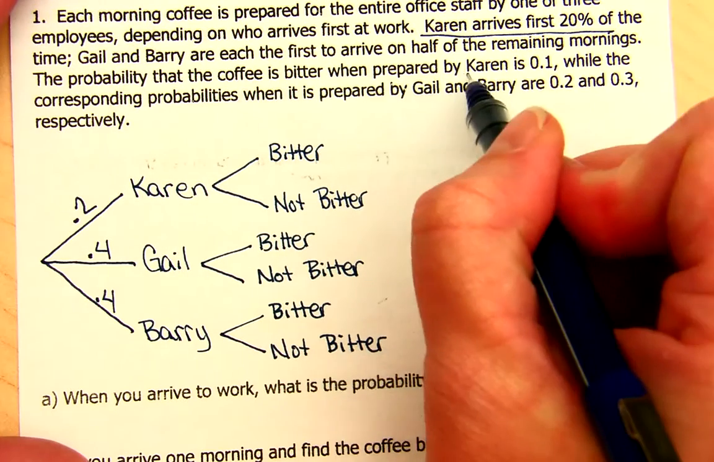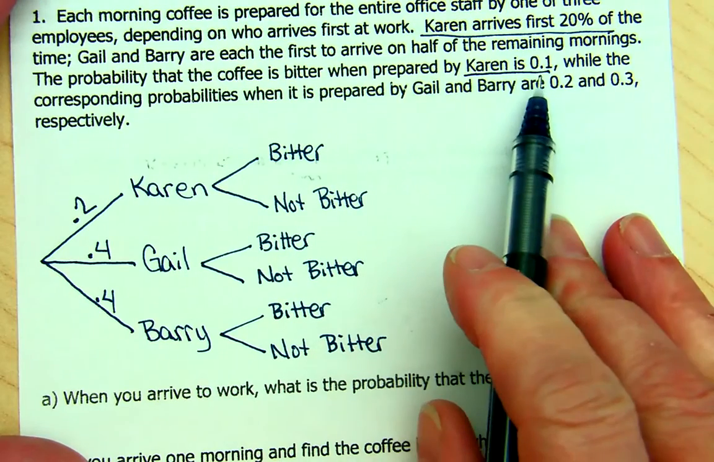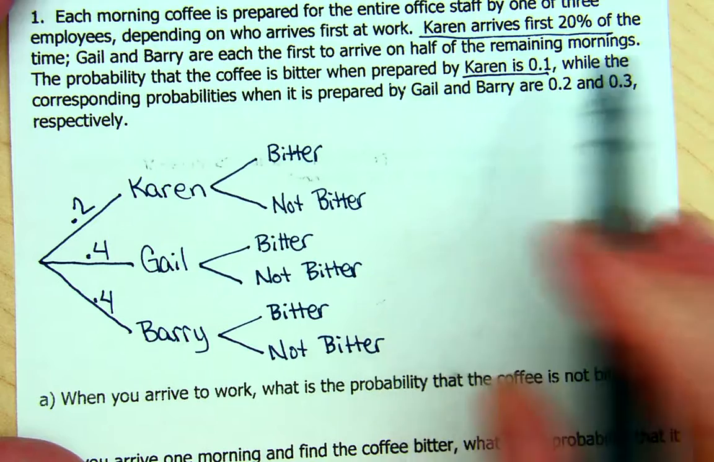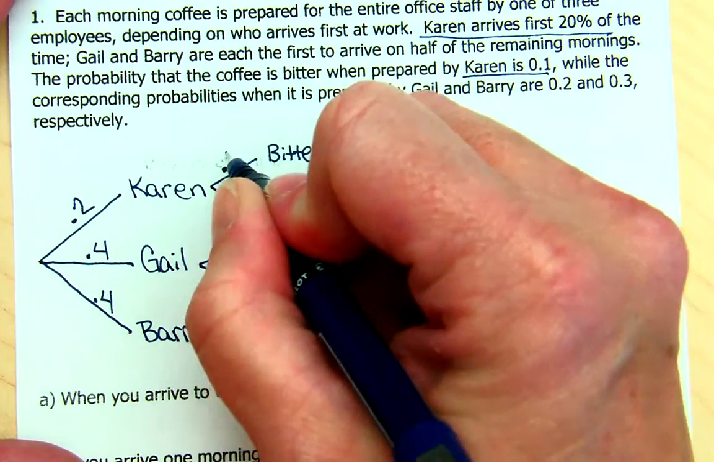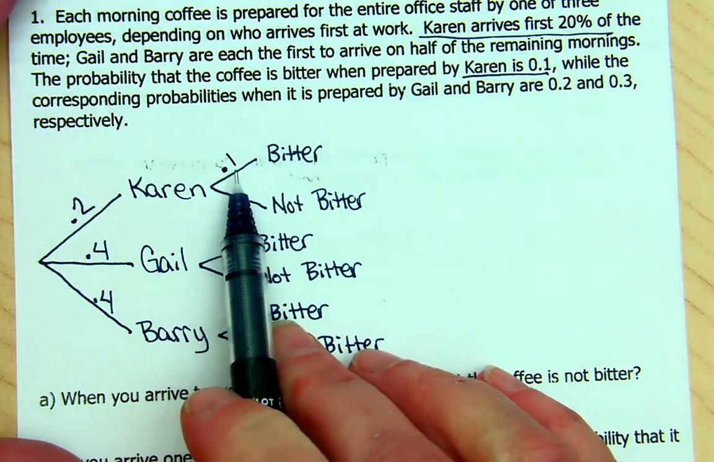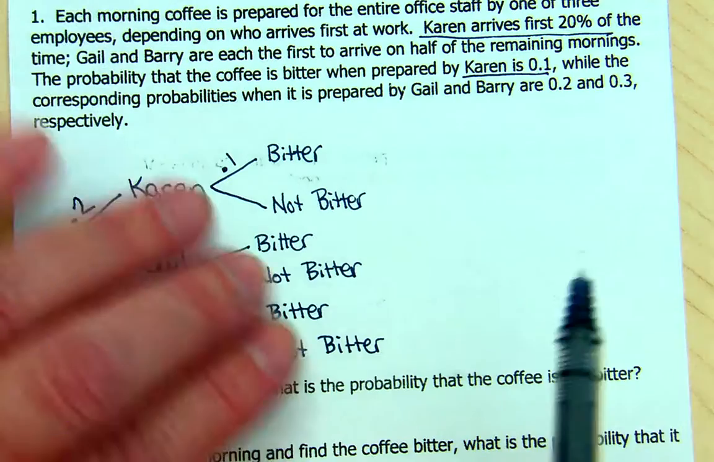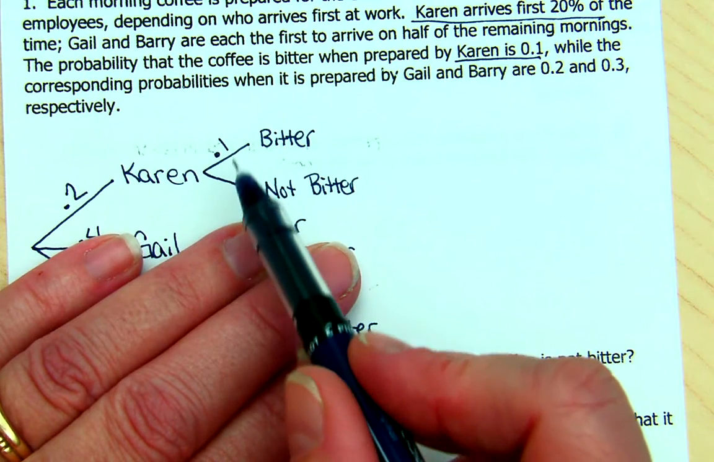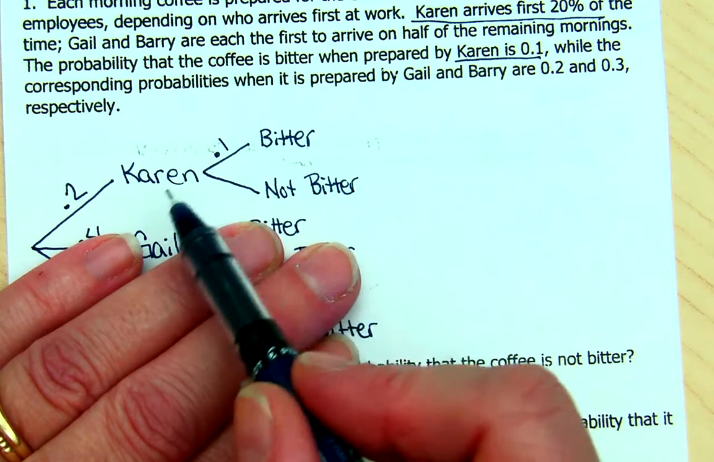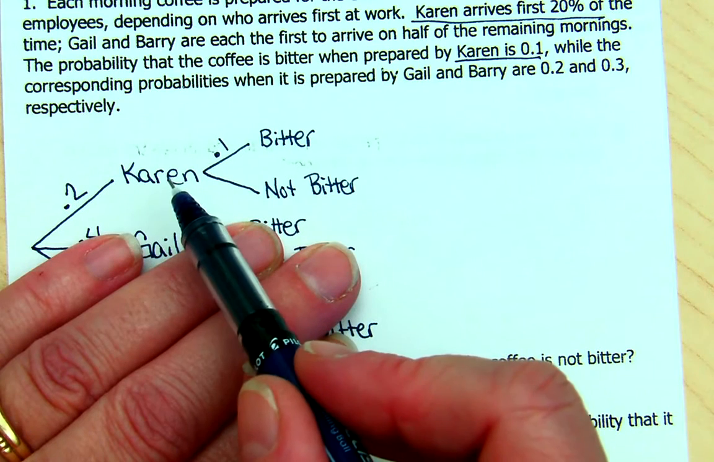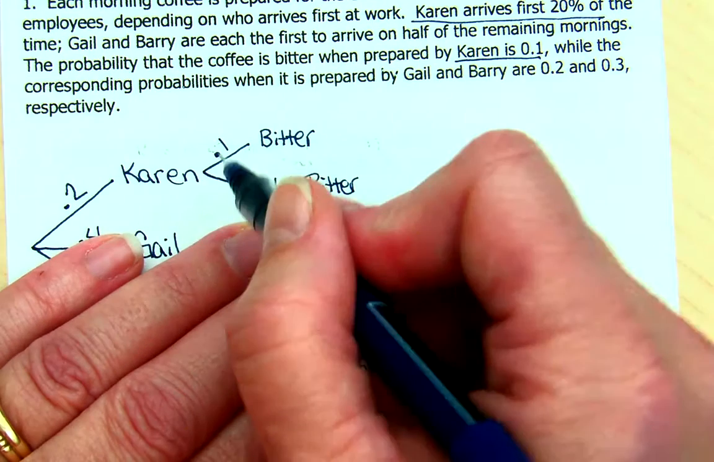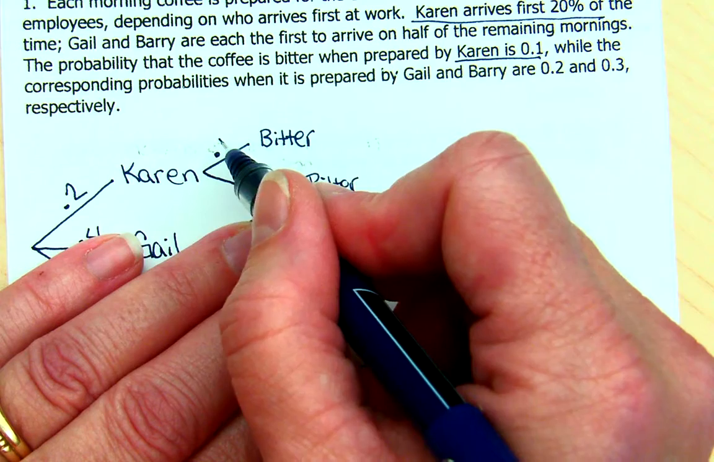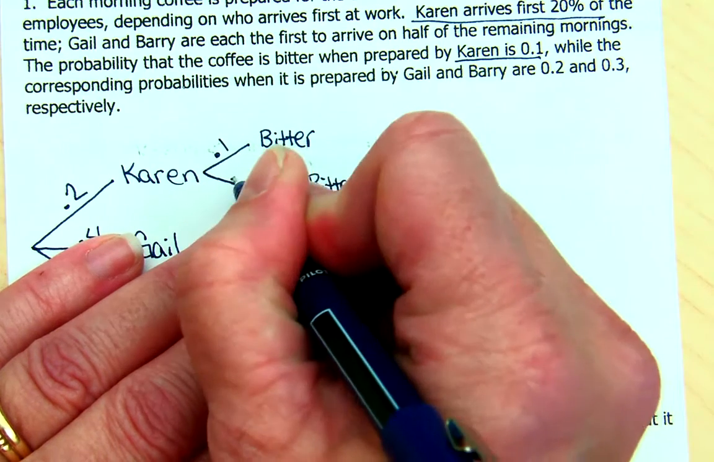So we see for Karen, the probability of it being bitter is 0.1. So on that line going out toward bitter, I'm going to put 0.1. These two options here need to add up to 1 because I need to take care of all of the time that she made coffee. Okay? So if she makes it 10% of the time it's bitter, 90% of the time she makes it, it's not bitter.